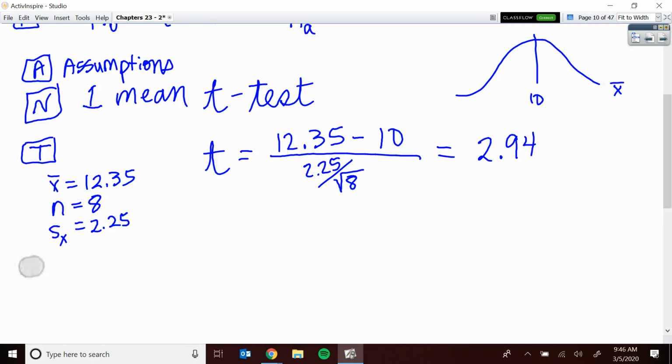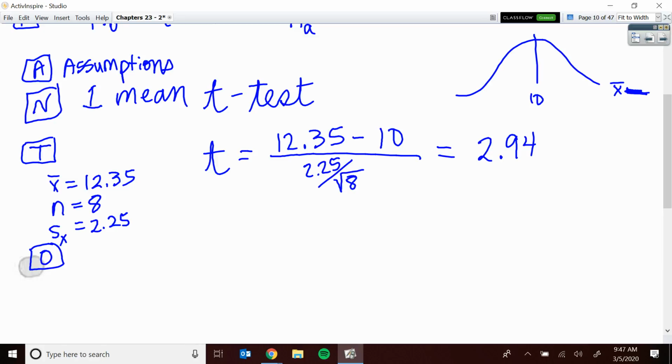So what do I need to do, though, in my next step of testing this claim? I can't just say, oh yeah, I got an outlier. What do I have to get instead? A p-value. O is obtain a p-value and compare it to alpha. So how am I going to get a p-value, this area out here, past 2.94?